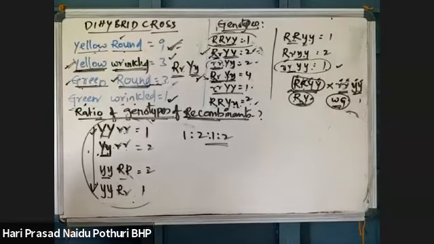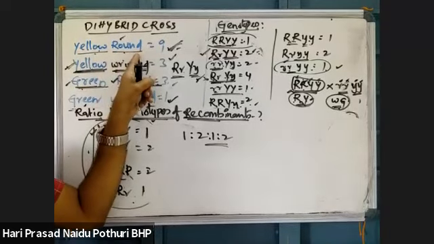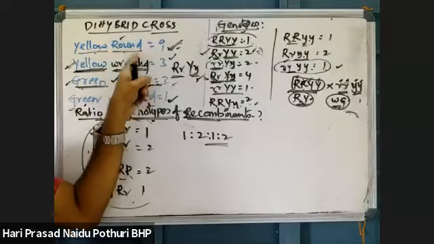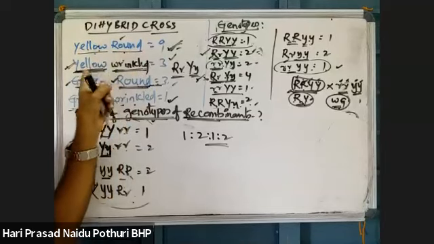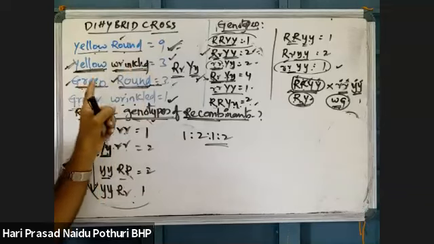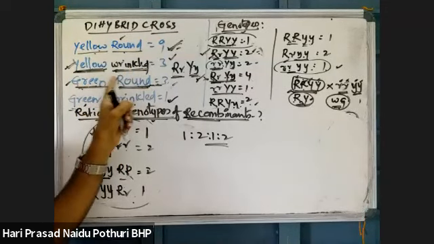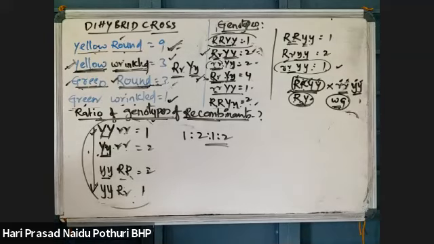In yesterday's class, recombinant means non-parental combination, right? Non-parental means yellow round, but here yellow wrinkled came. Green wrinkled is a parent, but here it is coming green round. Different.